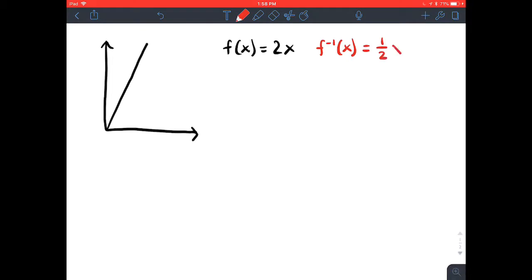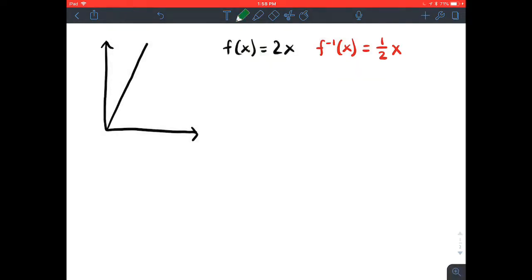Let's look at a simple function like f of x equals 2x. This is the doubling function. Given an input, the output is simply double that number. This is a linear function. It's a straight line going through the origin with a slope of 2. So it looks something like this. Now, as you might expect, the inverse function of the doubling function is a function that gives you half of the input. So if f of x equals 2x, then f inverse of x equals 1/2 x.